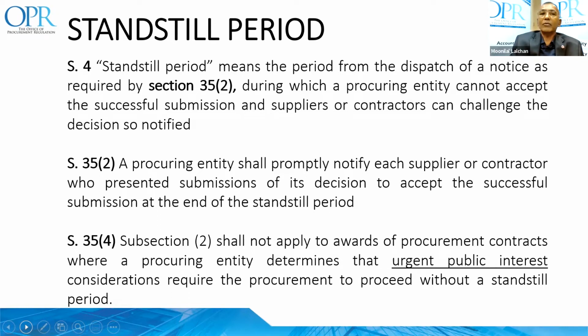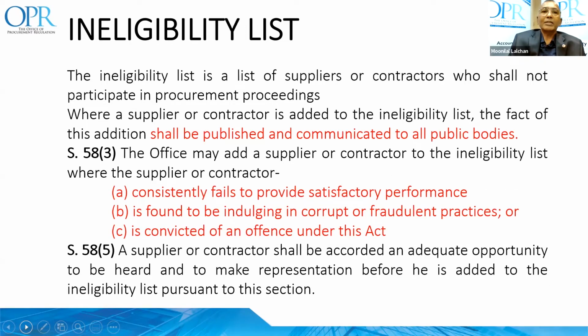So I would not go through that in detail, but basically what it means is that you have an obligation now to explain to the unsuccessful suppliers and contractors the reason why they have not been successful, and also to indicate to them who you will be awarding the contract to and for how much. I mentioned previously, you can be made ineligible.